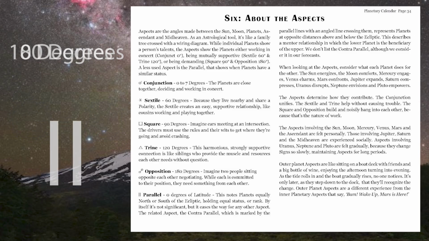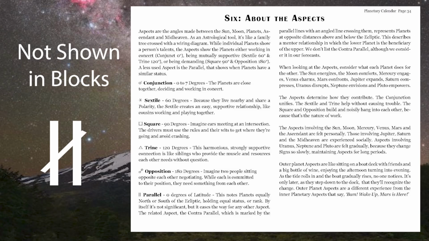The parallel is 0 degrees of latitude. The planets are at the same altitude, although they may be quite far from each other in longitude. They hold equal rank. By itself, it's not a significant aspect unless there is another aspect or connection. The contraparallel shows bodies the opposite distance above and below the ecliptic and describes a mentor relationship. But like the parallel, it only matters when there is another connection.